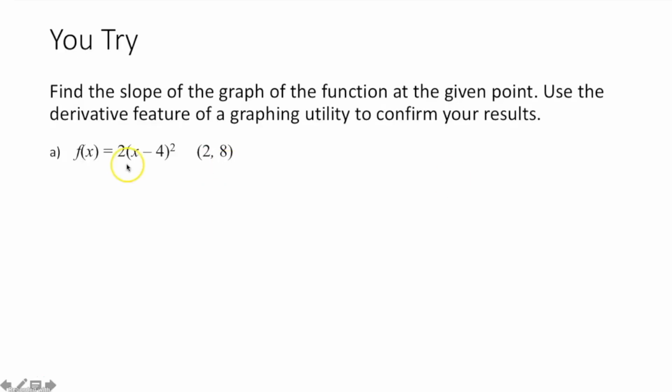Okay, here we're doing the same thing. We're finding the slope of the graph of the function, this function, f of x, at this particular point, (2, 8). We're finding the instantaneous rate of change. We're finding the slope of the tangent line to the function at this given point. All those mean the same thing.